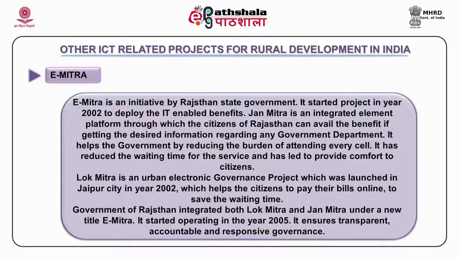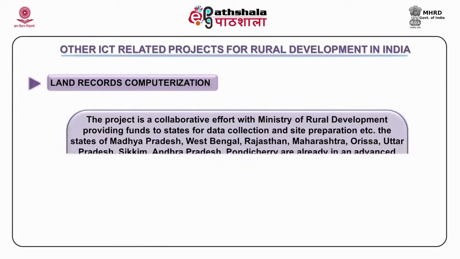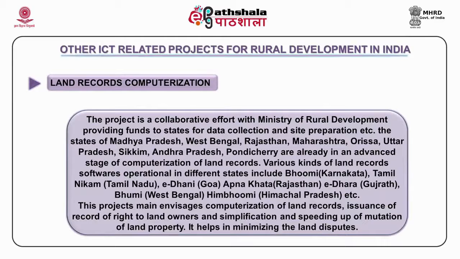That was about E-Mitra. Moving on to the fourth aspect, land records computerization. The project is a collaborative effort with the Ministry of Rural Development providing funds to states for the data collection and site preparation, etc. States like Madhya Pradesh, West Bengal, Orissa, Uttar Pradesh, Sikkim, Andhra Pradesh, Pondicherry are already in an advanced stage of computerization of land records. Various kinds of land records software are operational in different states like Karnataka, Tamil Nadu, E-Dhani in Goa, and Apna Khata in Rajasthan, E-Dhara in Gujarat, Bhumi in West Bengal, Him Bhumi in Himachal Pradesh, etc. are already under way.